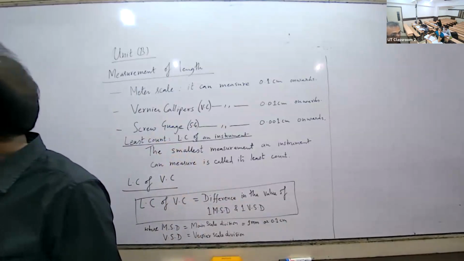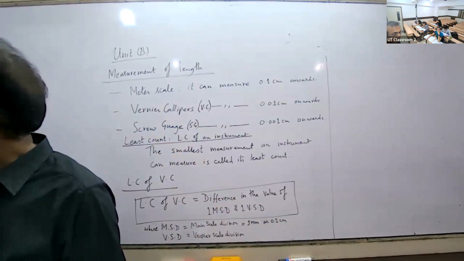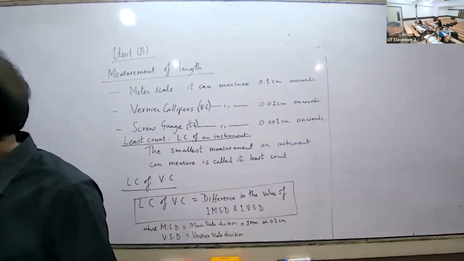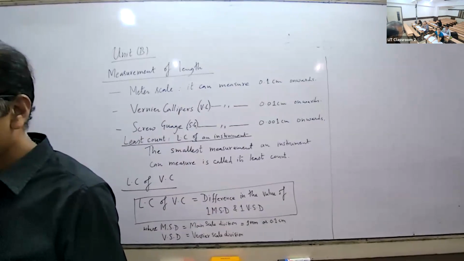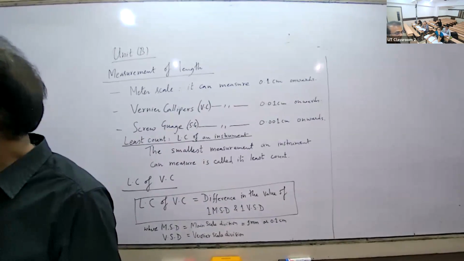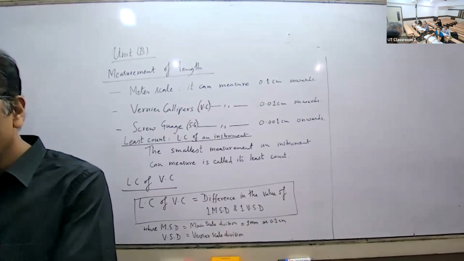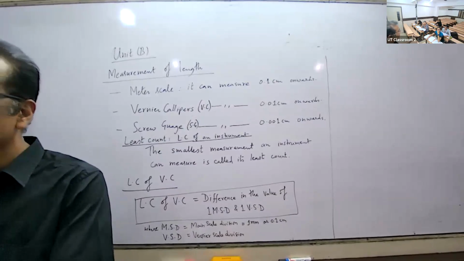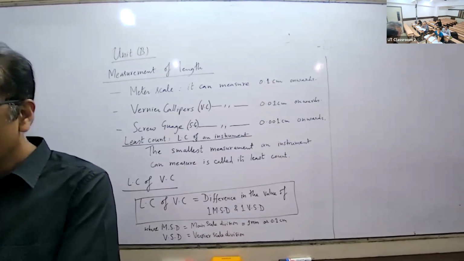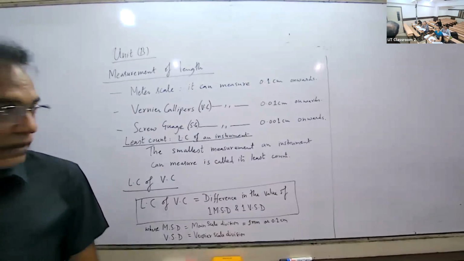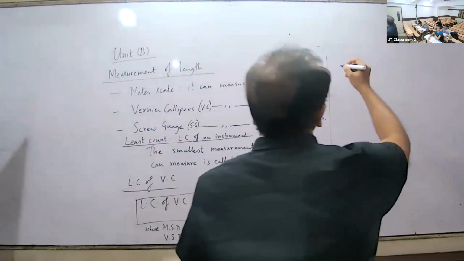Now these divisions on the vernier scale are marked such that the length of the total vernier scale divisions is 1 less on the main scale. Like if there are 10 vernier scale divisions, it will fit into 9 main scale divisions. Got it? That's how the divisions on the vernier scale are done. Right? So note.